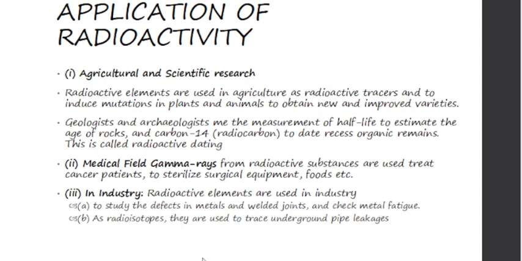Medical field. Gamma rays from radioactive substances are used to treat cancer patients, to sterilize surgical equipment, foods, etc. In industry, radioactive elements are used to study defects in metals and welded joints, and also to check metal fatigue. As radioactive isotopes, they can be used to trace underground pipe leakages. And these are your applications of radioactivity.